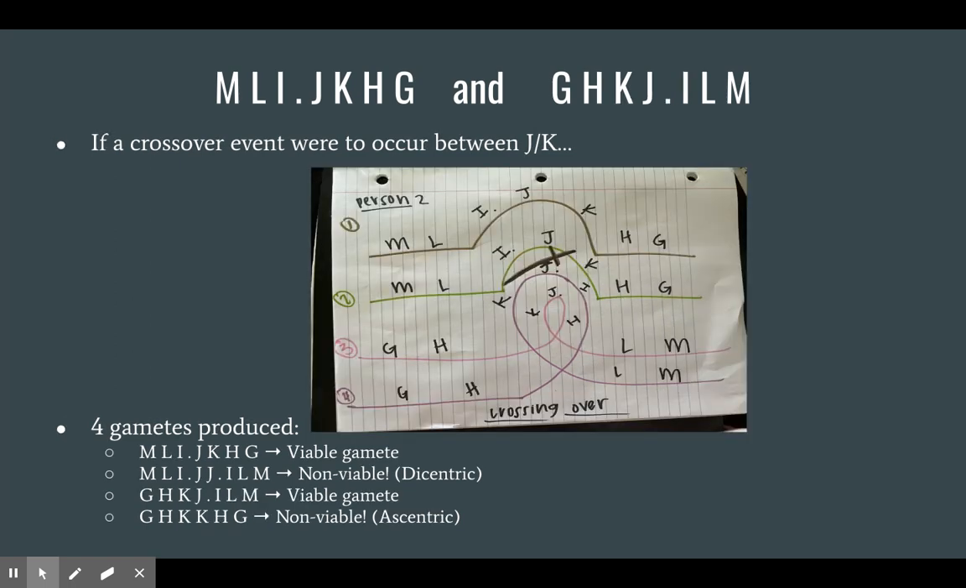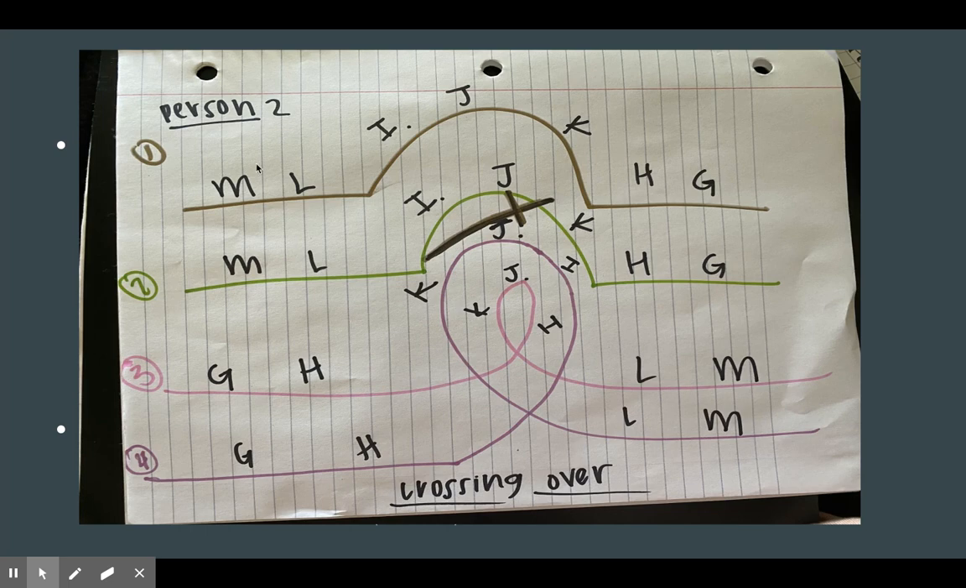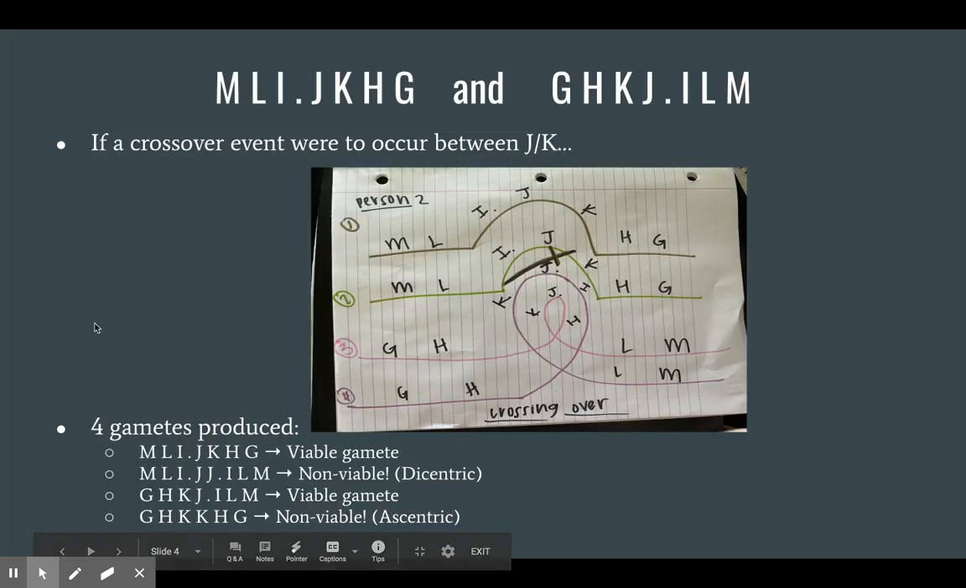In our next example, we just changed our second chromosome a little bit, but we're going to cross them at the same location. So let's zoom in on this picture. So here we have our 2 chromatids for chromosome 1 and our 2 chromatids for chromosome 2 and our crossover event. So here we have 4 gametes produced again.